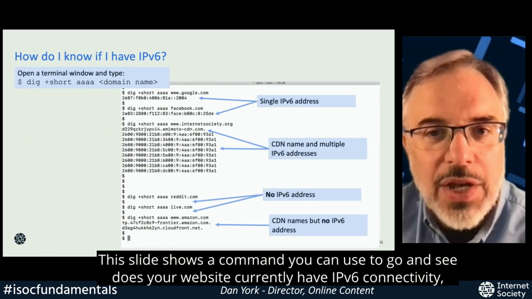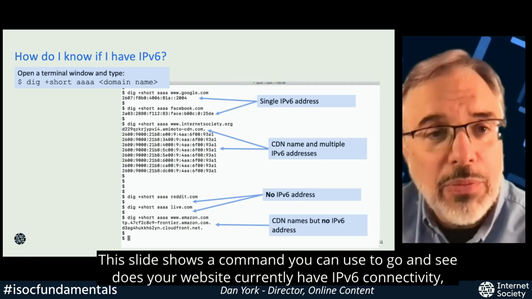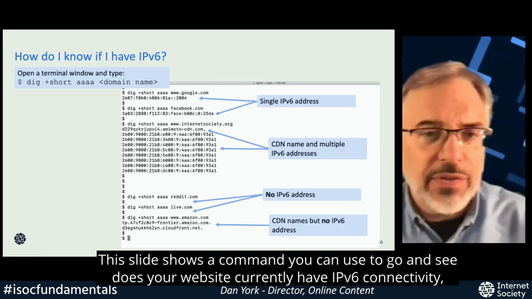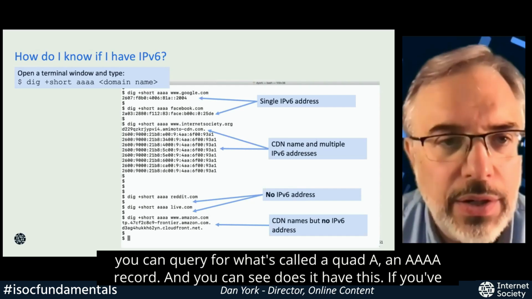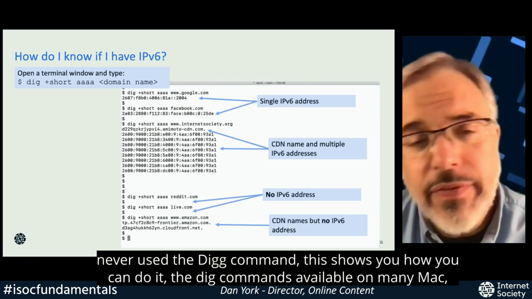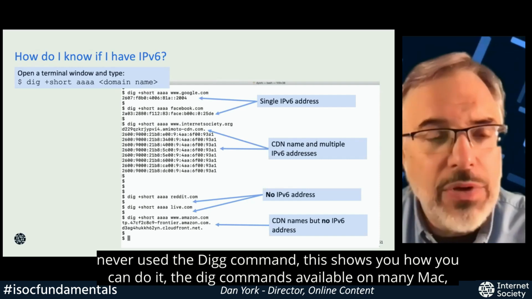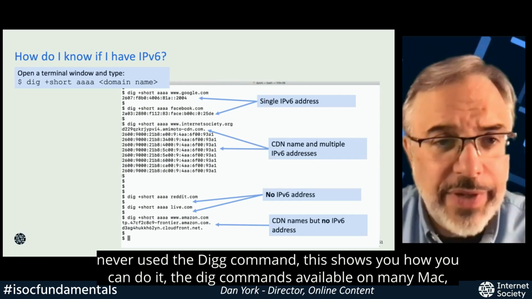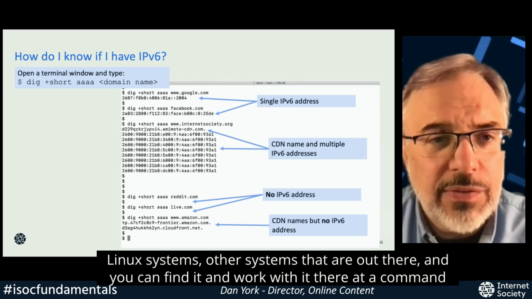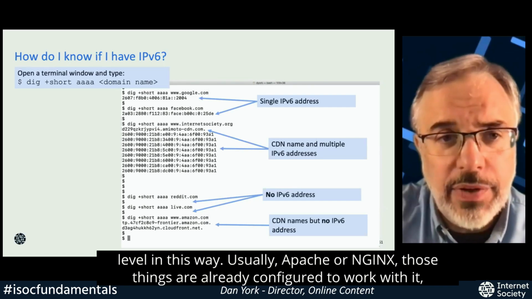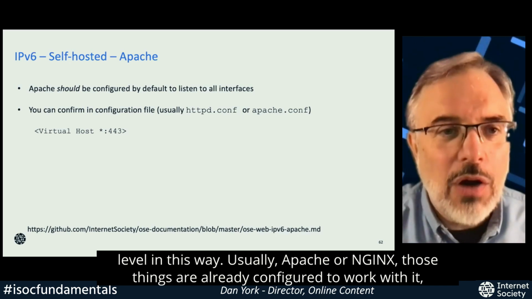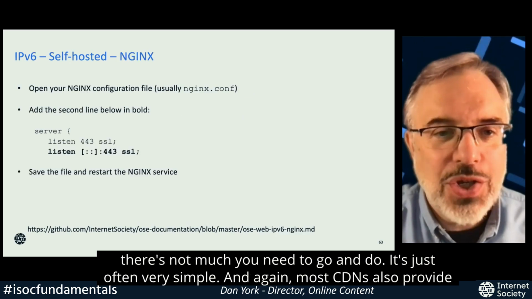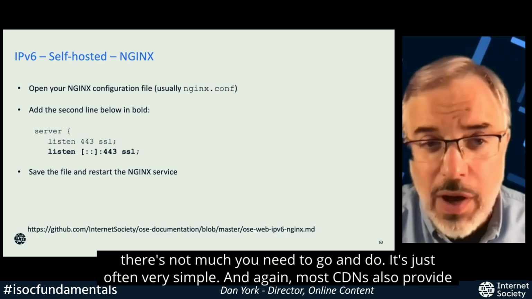This slide shows a command you can use to see, does your website currently have IPv6 connectivity? You can query for what's called a quad A, an AAAA record, and you can see, does it have this? If you've never used the dig command, this shows you how you can do it. The dig command is available on many Mac, Linux systems, and other systems that are out there, and you can find it and work with it at a command level in this way. Usually, Apache or Nginx are already configured to work with this. There's not much you need to do. It's just often very simple.